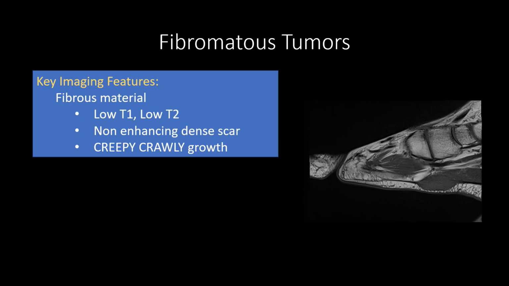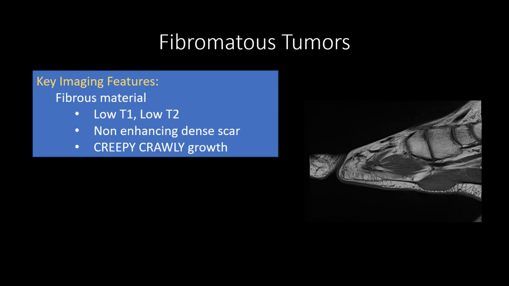Okay, so let's move to our fibrous tumor subtypes now. Fibrous material on an MRI, think about fibrous materials that we know, like a meniscus or a tendon or a ligament. The signal in that fibrous component is going to be low on T1 and low on T2.